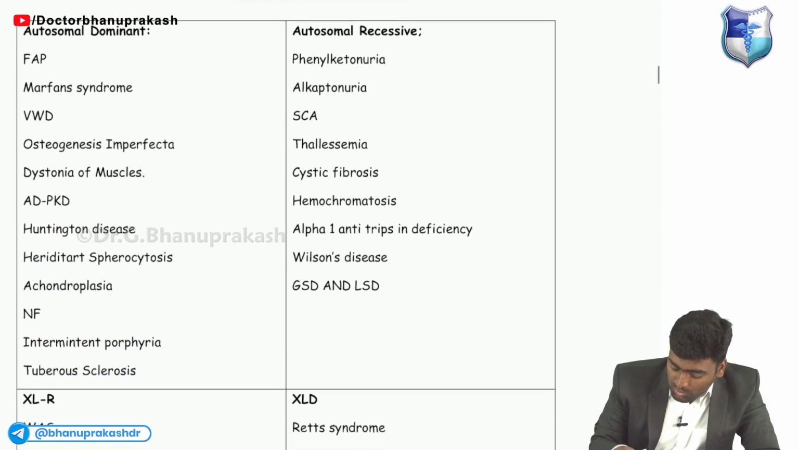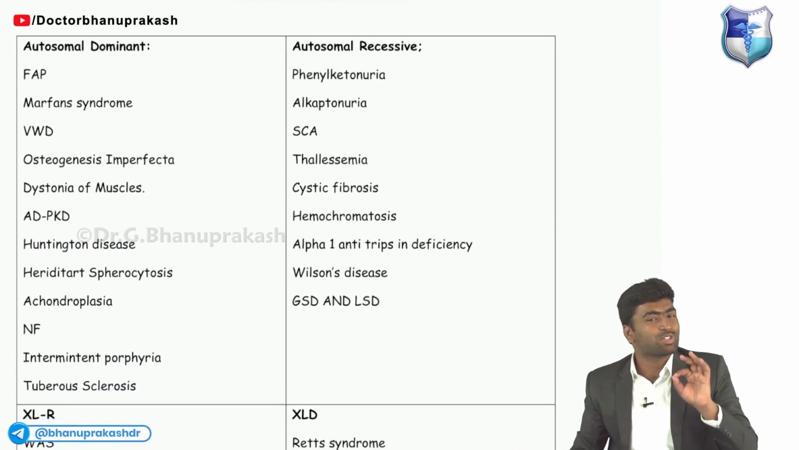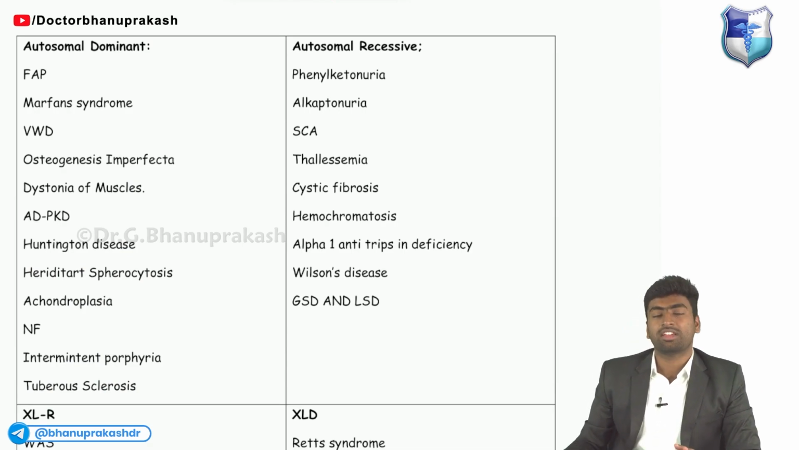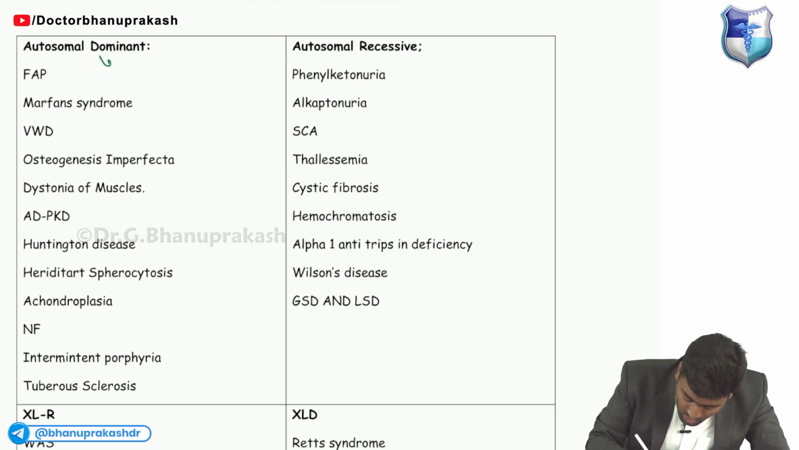To know this, you just see all these diseases, the autosomal dominant and autosomal recessive diseases. If you are able to remember them, well and good. If not, just remember a few things. Autosomal dominant conditions will involve structural genes especially.